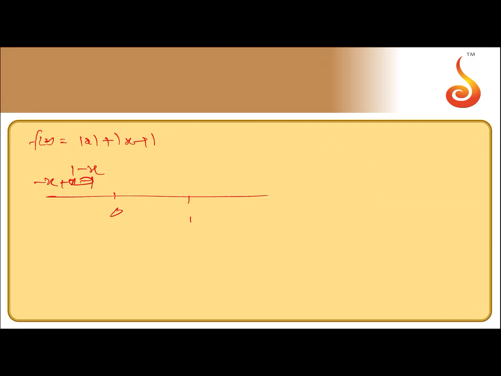So that this is minus x, 1 minus x. The result of this one is 1 minus 2x. Between 0 and 1, this is x plus 1 minus x. The result is 1, so the function value f is equal to this one. And after 1, this is plus x minus 1, so f is equal to 2x minus 1.